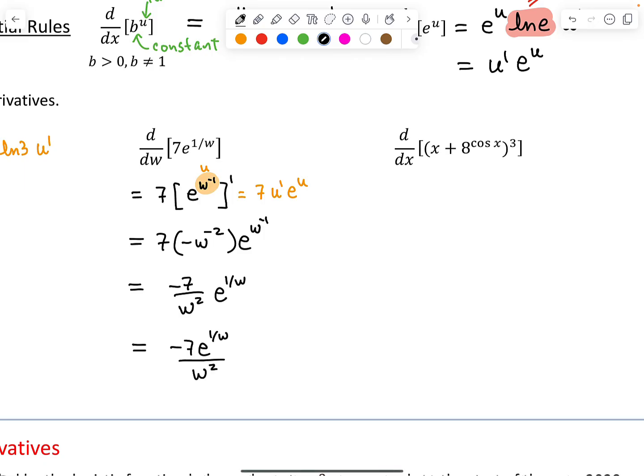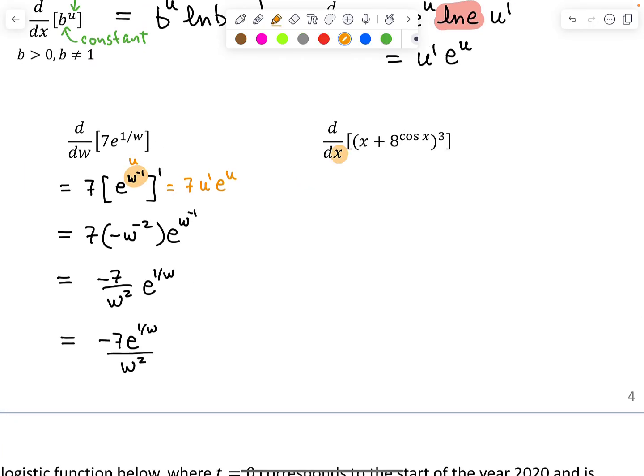In our third case, x is our independent variable. We have the general structure of a function raised to a constant power, suggesting the generalized power rule. So that constant would drop down, the function would repeat, the power would drop by 1, and then the chain rule times the u prime.